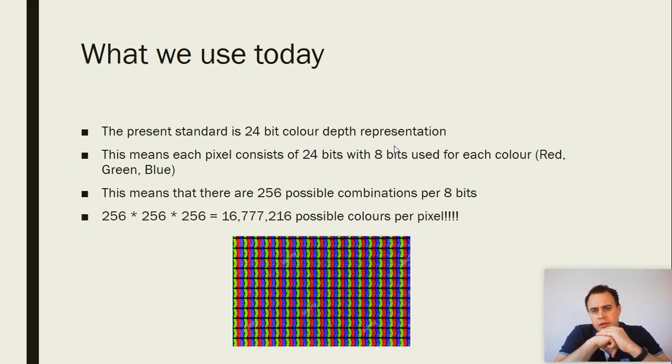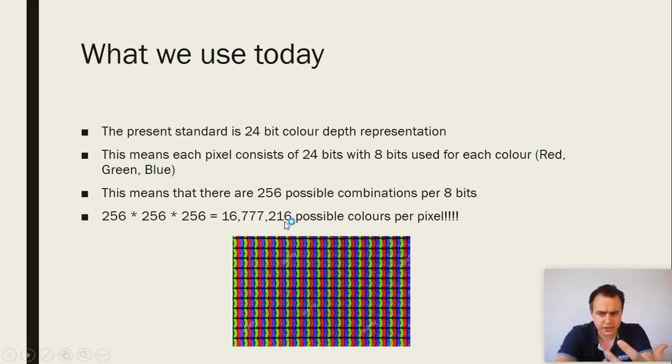So this is basically the variation. You've got 256 variations of red, 256 variations of green, 256 variations of blue. These combined together, you can produce over 16.77 million colors, which is absolutely amazing. So this is called color depth. If you've got 24 bits per pixel, you can have up to 16.77 million colors, which is really good.